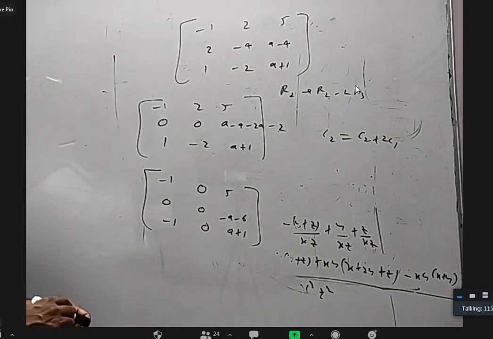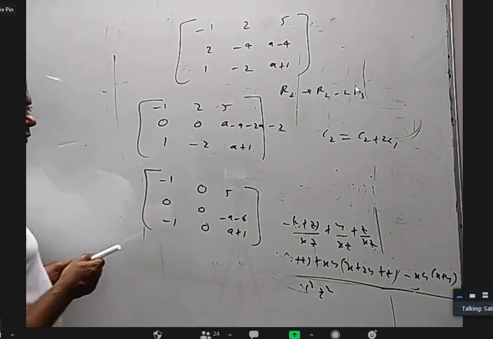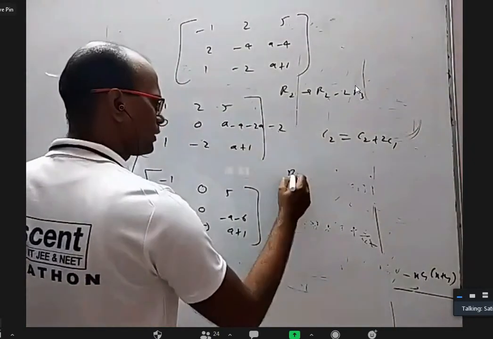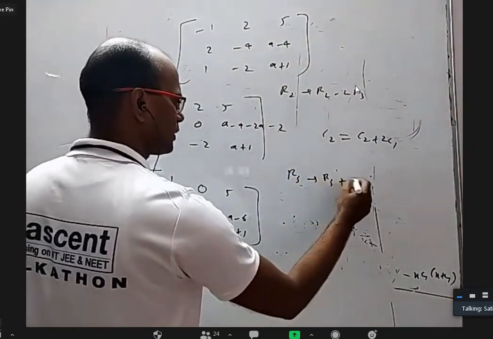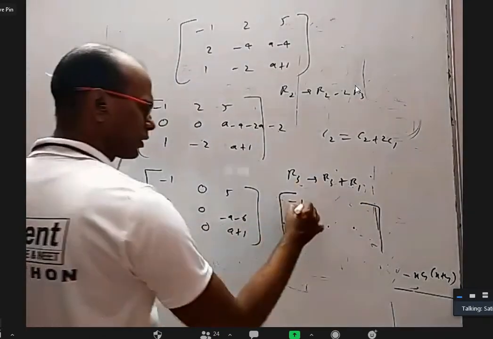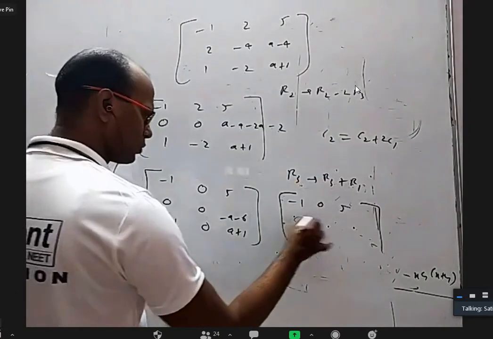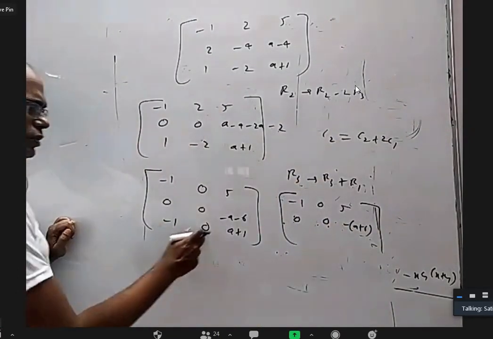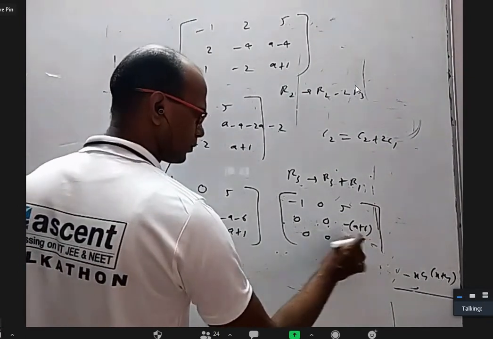One more thing I want to do. Write R3 as R3 plus R1. For third order, I'm adding the first row. So I'll get minus 1, 0, 5, 0, 0, minus of a plus 6. This is 0, 0, a plus 6 will come.